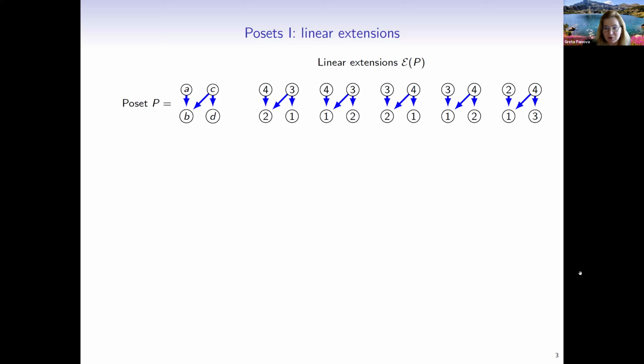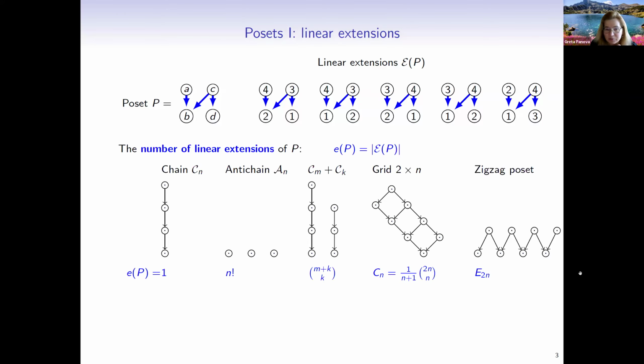And the first thing you want to count, so in enumerative combinatorics, is the number of linear extensions, or the number of ways to totally order those elements. So here we present this by putting the numbers from 1 up to n in places of these elements so that they respect order. In this case, there are exactly 5 possible linear extensions. And the number of linear extensions of a poset is e(P). Here are some examples that hopefully all of you know.